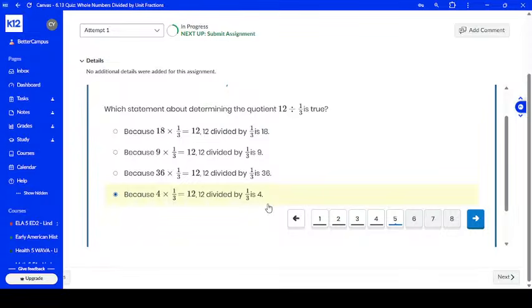You have 7 seconds to answer. 7, 6, 5, 4, 3, 2, 1. The answer is C.